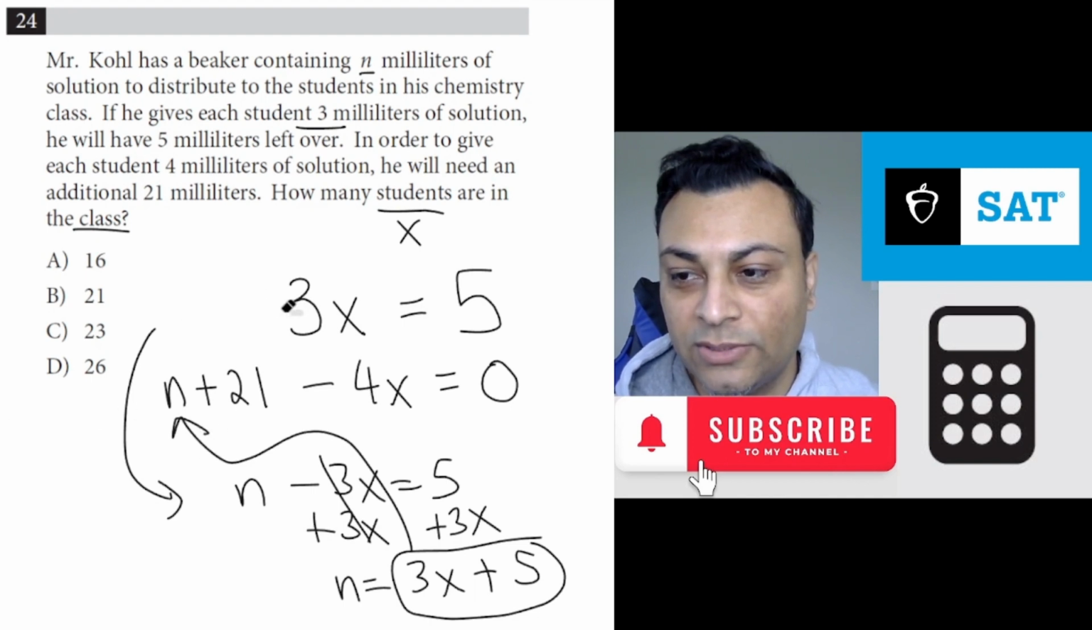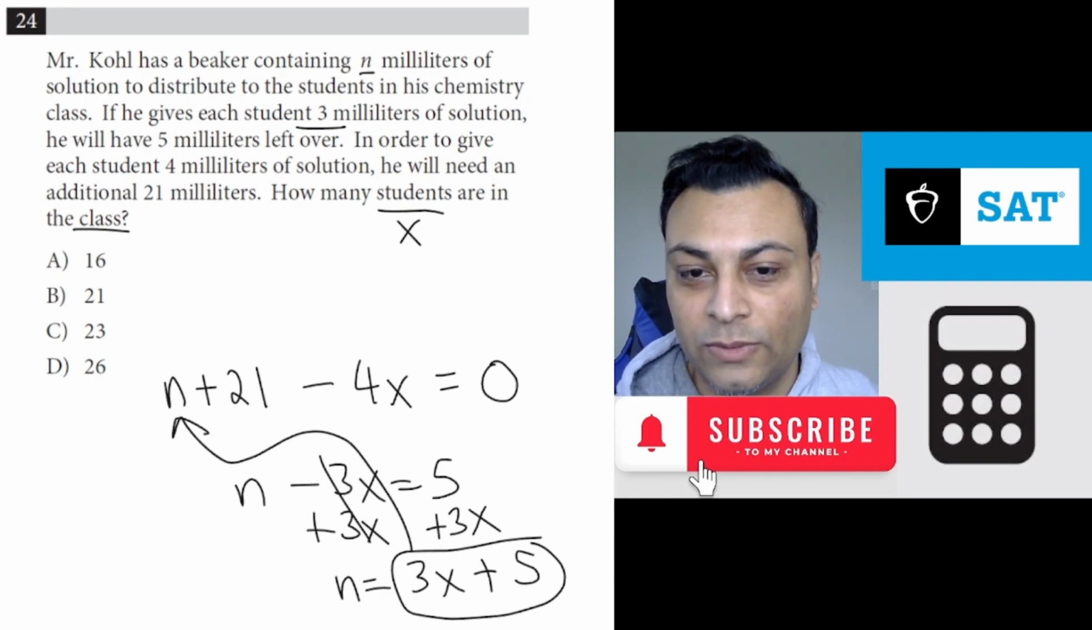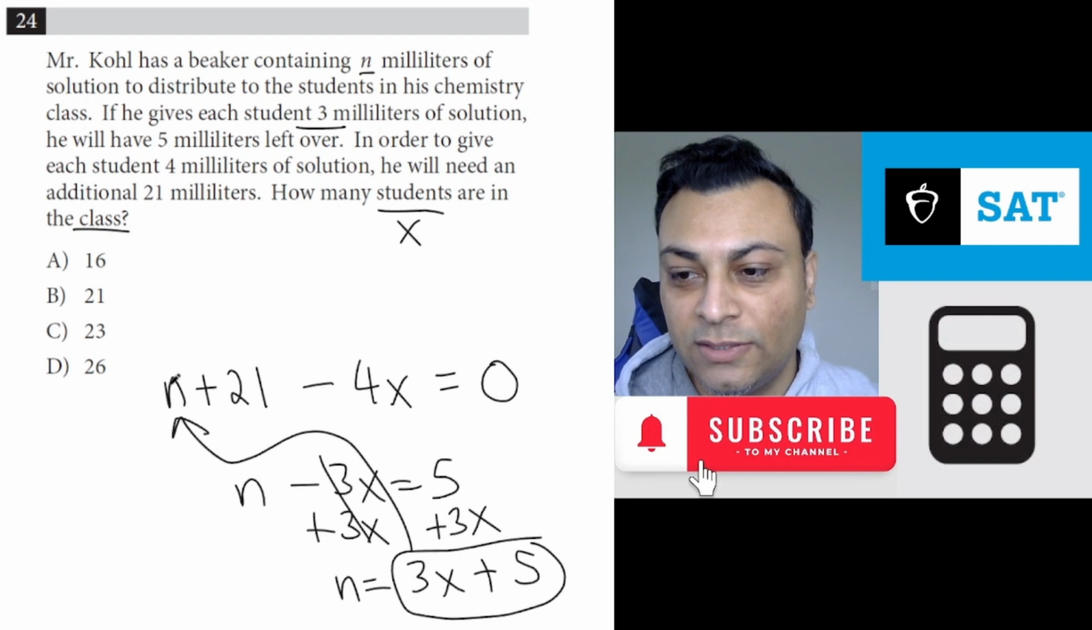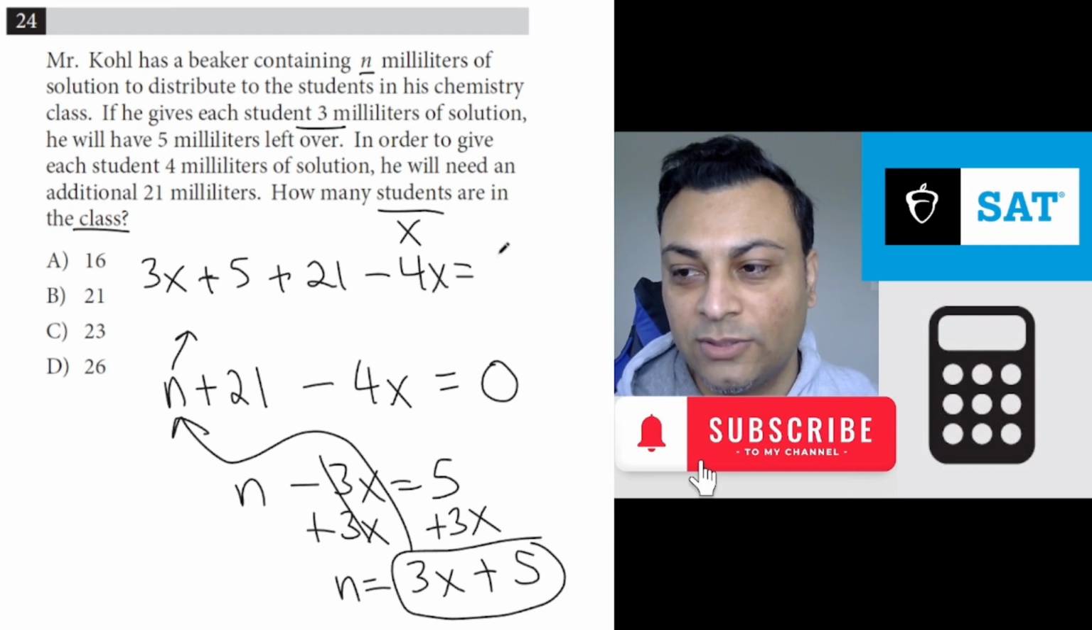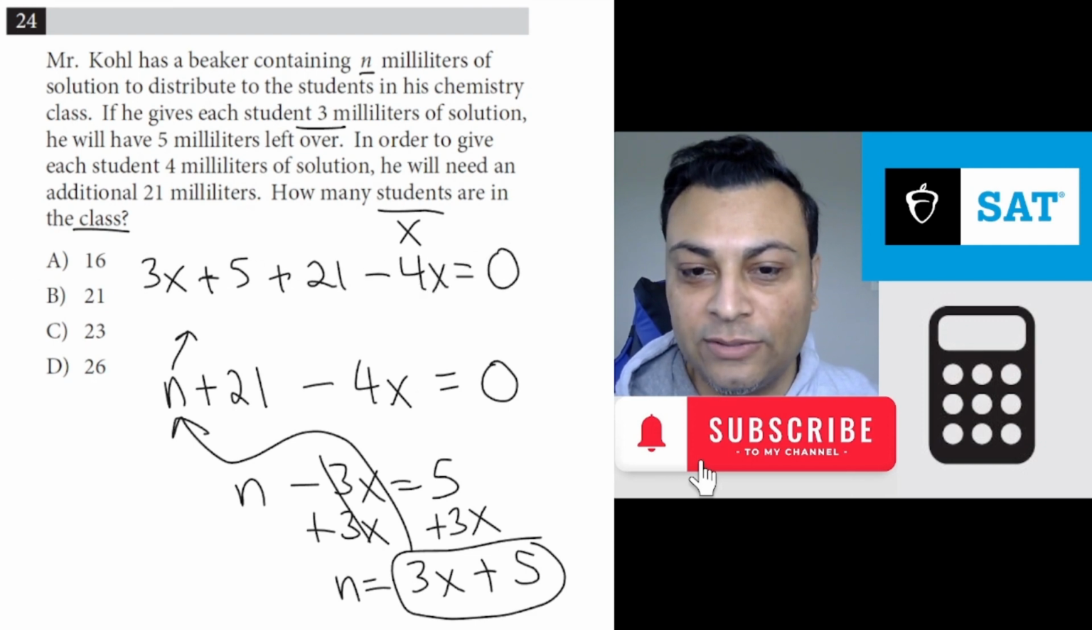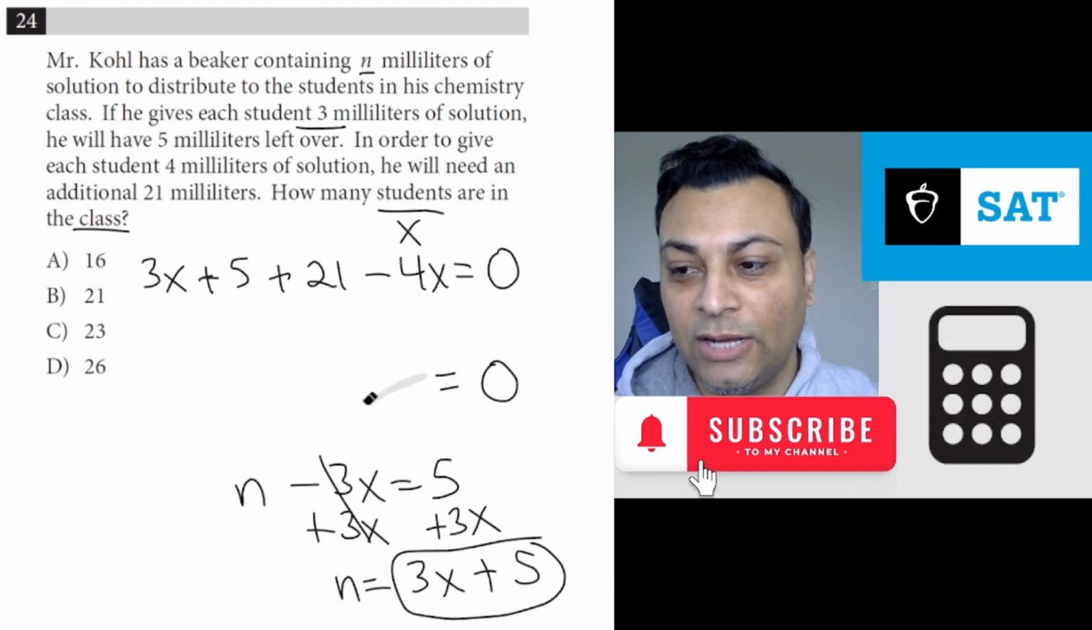So let's start from there. Let me erase some of this stuff. Okay. So what we're saying is this n here will be 3x plus 5. We'll make that substitution. So you have 3x plus 5, that was this n, plus 21 minus 4x equals 0. And from here you can either solve it manually or use the numeric solver in the calculator. I'll do it both ways.